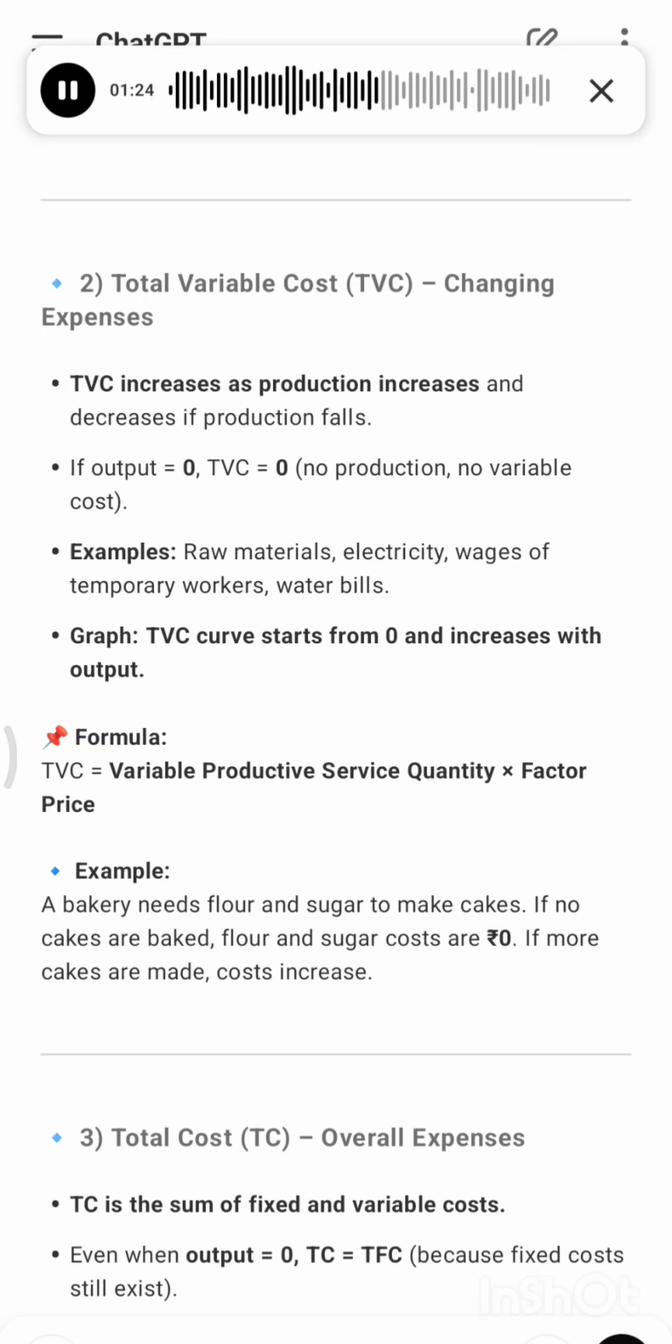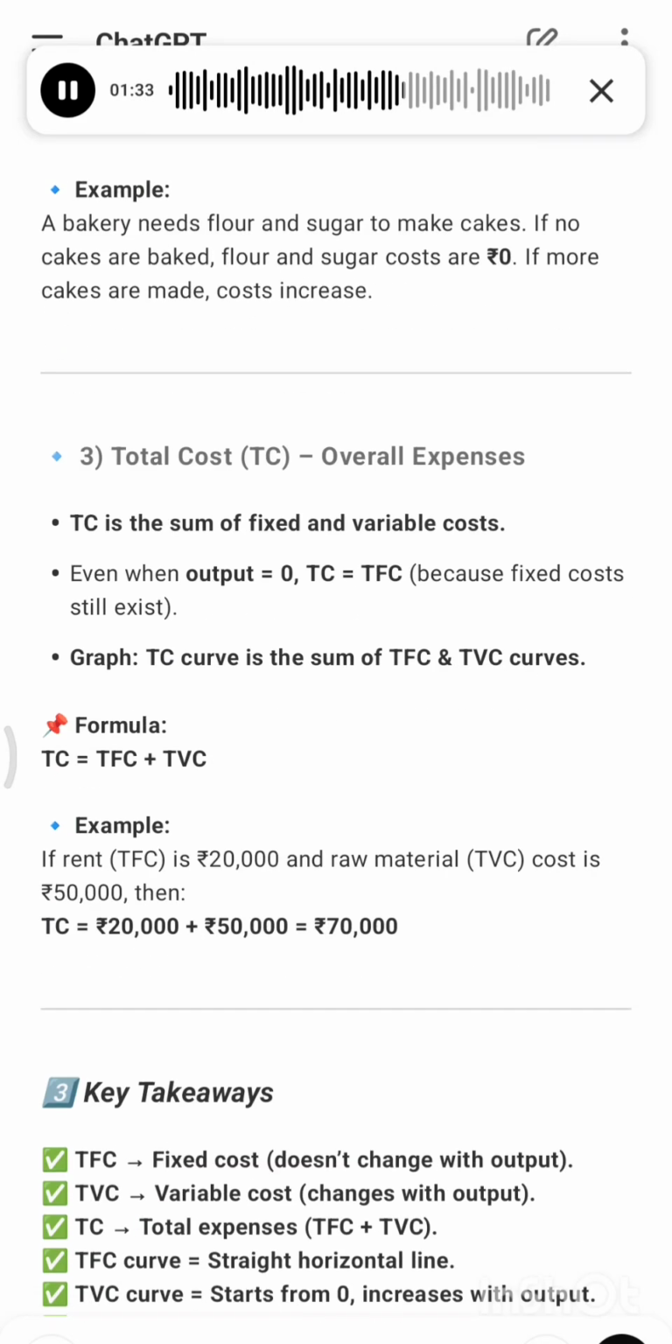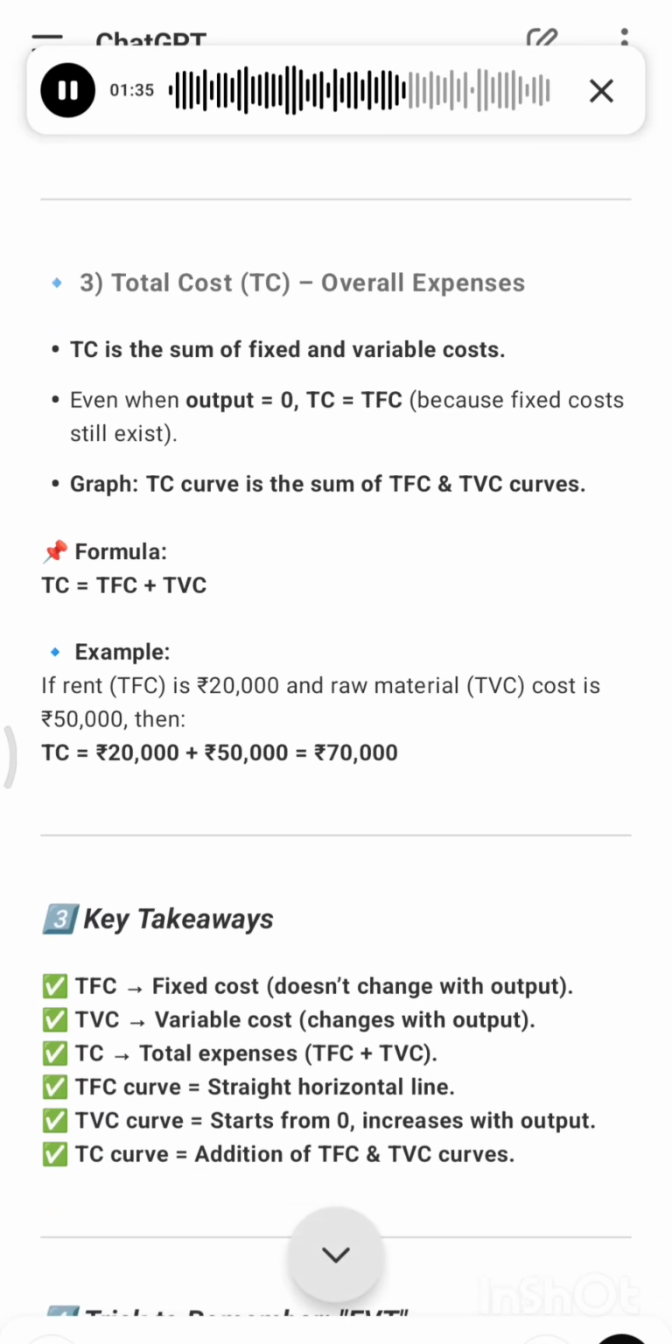Example, a bakery needs flour and sugar to make cakes. If no cakes are baked, flour and sugar costs are shunned. If more cakes are made, costs increase. 3. Total cost, TC, overall expenses.